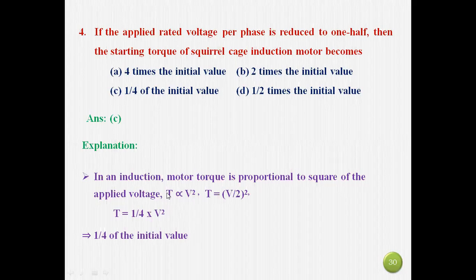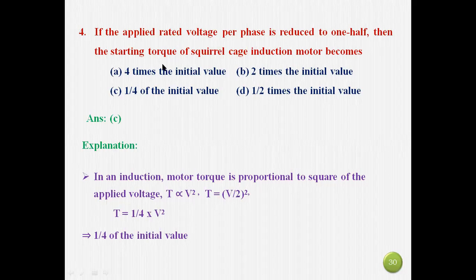We have the equation: torque is directly proportional to the voltage square. Here we are making its value half. So V by 2 will be squared. The other terms are constant, because you are supposed to find only the relation between torque and voltage. So you can keep torque as it is, V as it is. Now 1 by 2 squared, you can take 1 by 4. So the torque value will become 1 by 4 of the initial value.